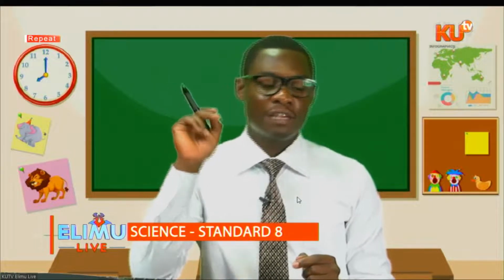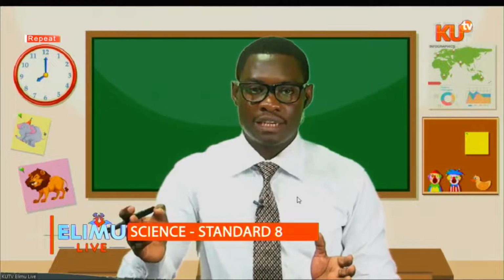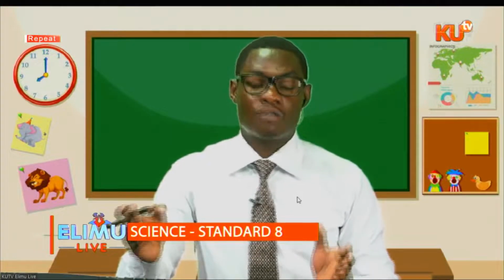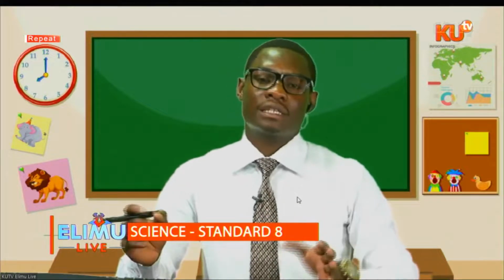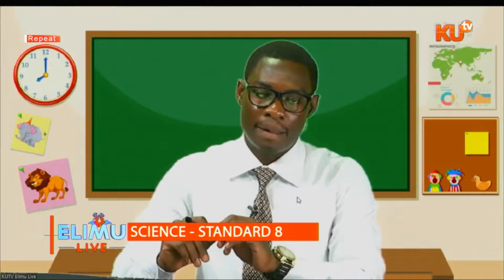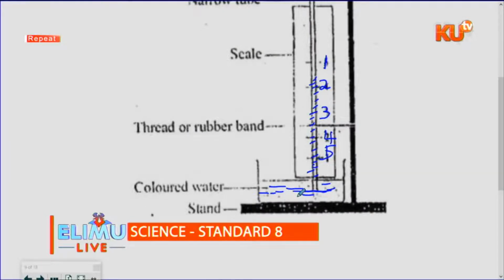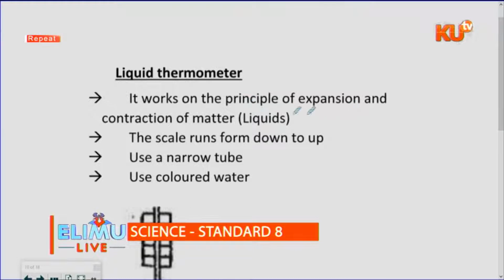And then a liquid thermometer does not have an airtight bottle, because we don't check the expansion and contraction of air. We check the expansion and contraction of liquid. So it also works on the principle of expansion and contraction of matter. But the matter here now is not air as in air thermometer, but liquid. So we can have a look at the diagram showing a liquid thermometer. So those are the points: expansion and contraction of liquids.